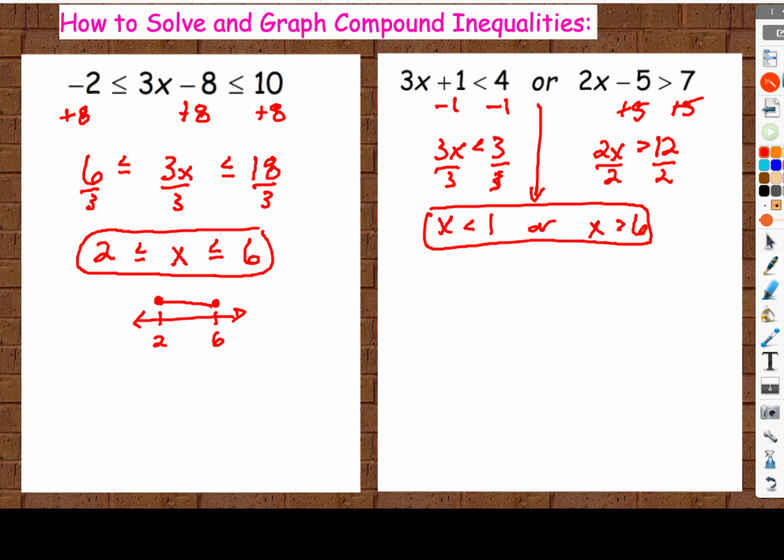Now we know we still have 2 separate statements, but again, remember that OR on a number line typically will end up being 2 separate statements. 1 and 6. x is less than 1. Open circle going to the left. Or x can be greater than, again, open circle going to the right, of 6. Again, OR statements will typically be those 2 separate parts.